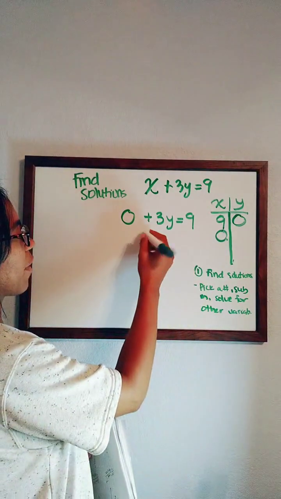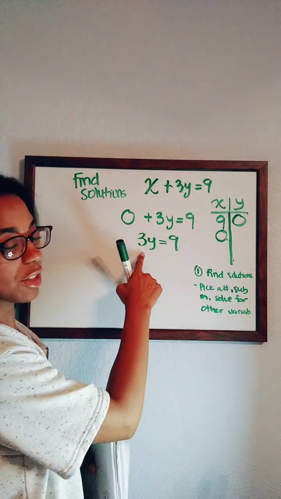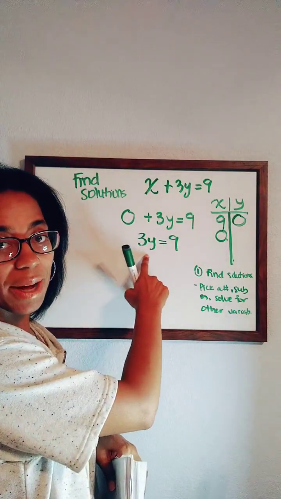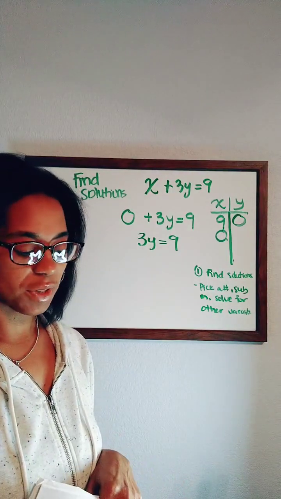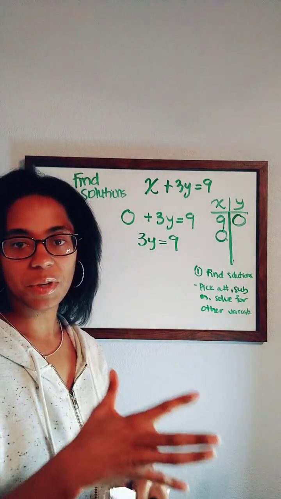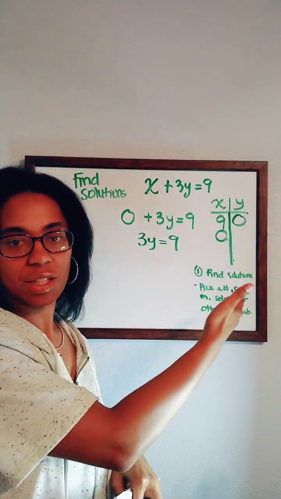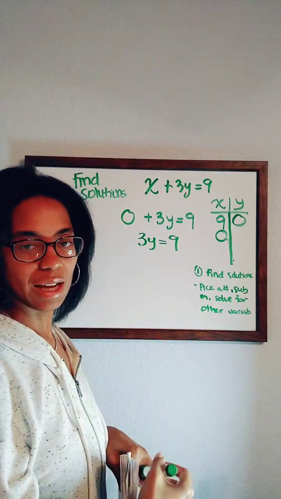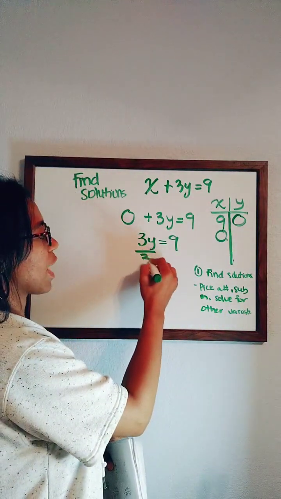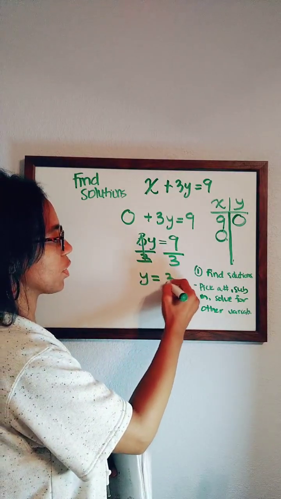Okay, so we have 3y is equal to 9. And then how do we get the y by itself? That's why we learned how to solve one-step equations and two-step equations at the very beginning. Now we're going to use that to continue growing in our math knowledge. So we're going to divide both sides by 3. This simplifies down to 1. Y is then equal to 3.